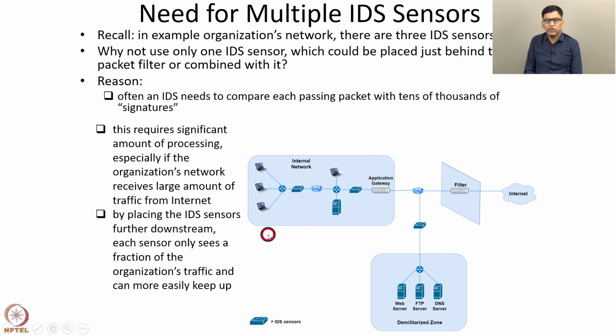So that's the reason for having multiple IDS sensors, and each of the IDS sensors analyzes only a part of the traffic that flows into the organization's network. So hence we use typically multiple IDS sensors. We don't use just one IDS sensor combined with the packet filter or connected to it.